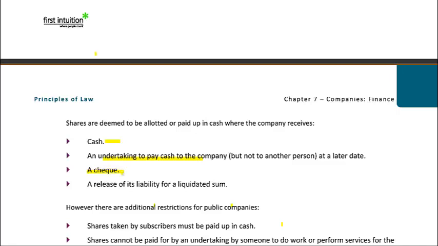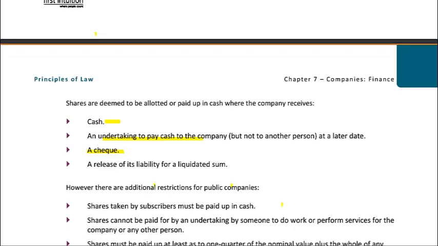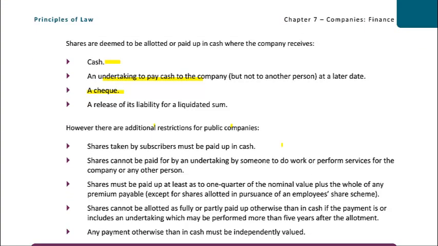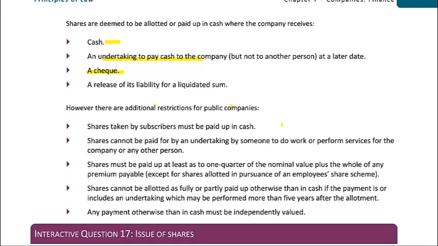A cheque is treated the same way as cash. Or release of a debt. That's what that last one means. But if you're a public company, there are some more restrictions. First of all, if they are subscriber shares, that means basically the first shareholders are the subscribers to the company, the ones who are named in the subscription documents.